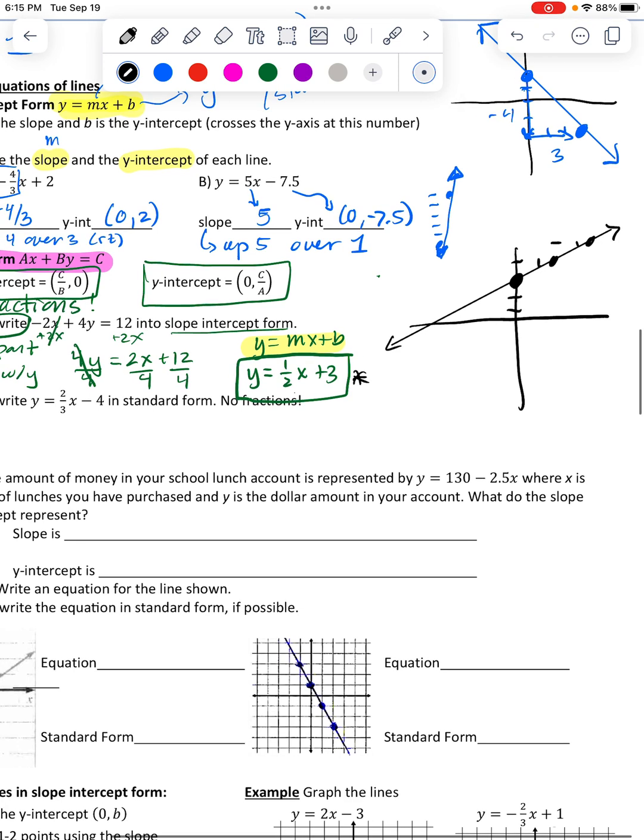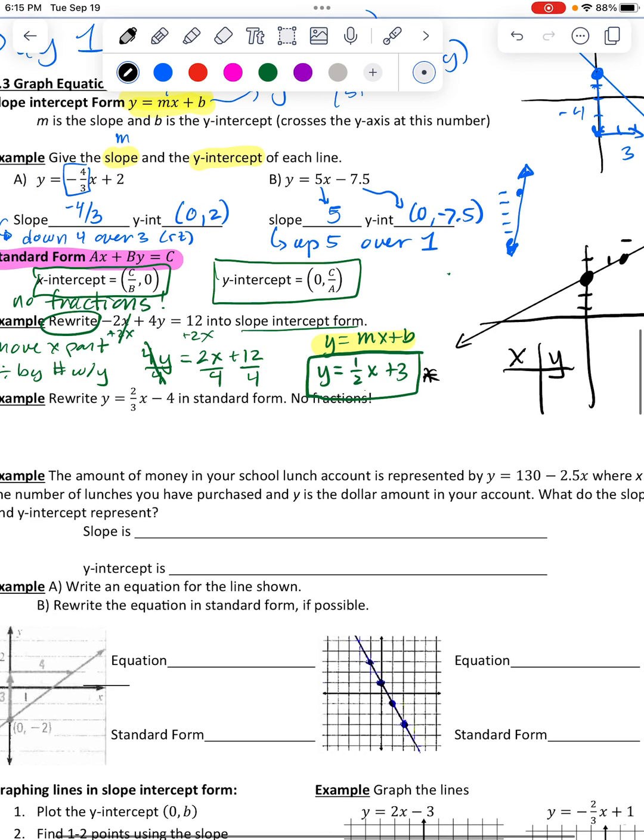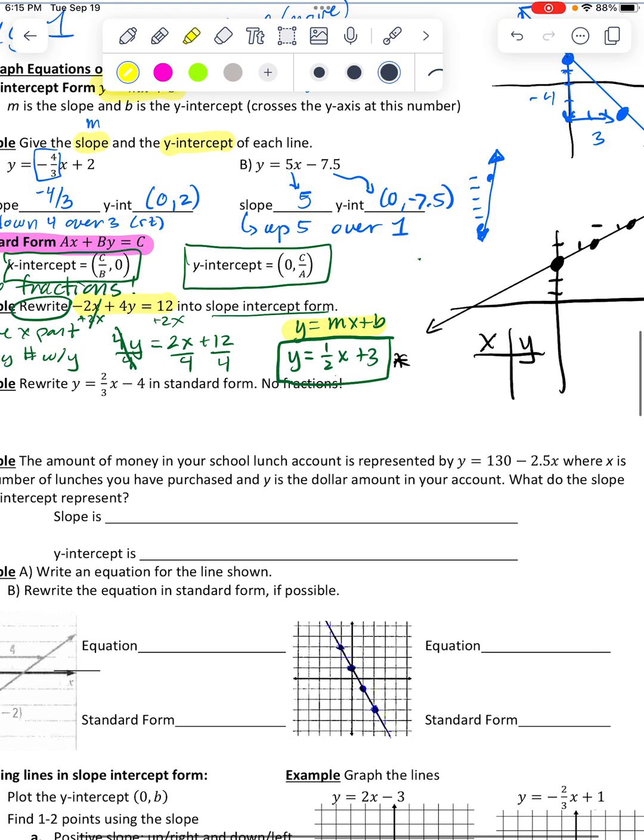Okay, if I made one of those little tables to do intercepts from the original standard form from over here, let's see how that would be different. If I put a 0 in for x, the x part would disappear and I would only have 4y equals 12. So I'd end up with a 3 there. And then here, if I had a 0 in for y, then in my equation looking back here, this part would disappear and I'd only have negative 2x equals 12. So dividing by negative 2, I'd get negative 6.